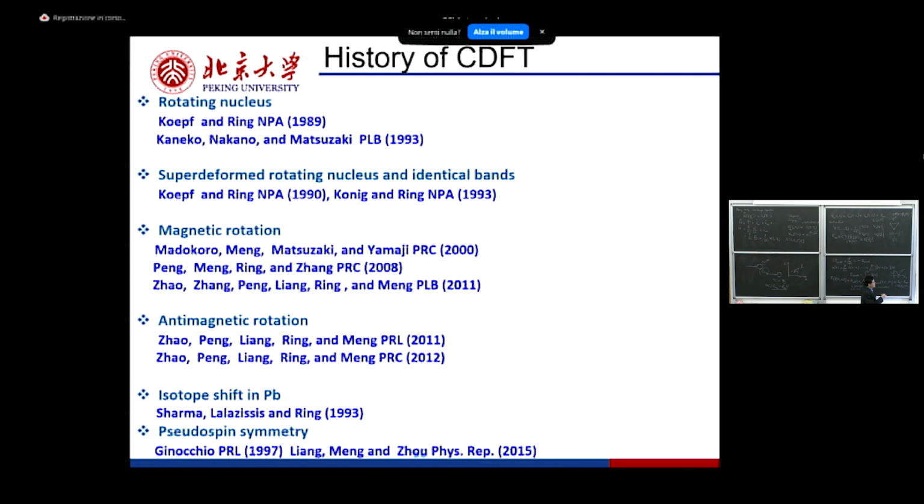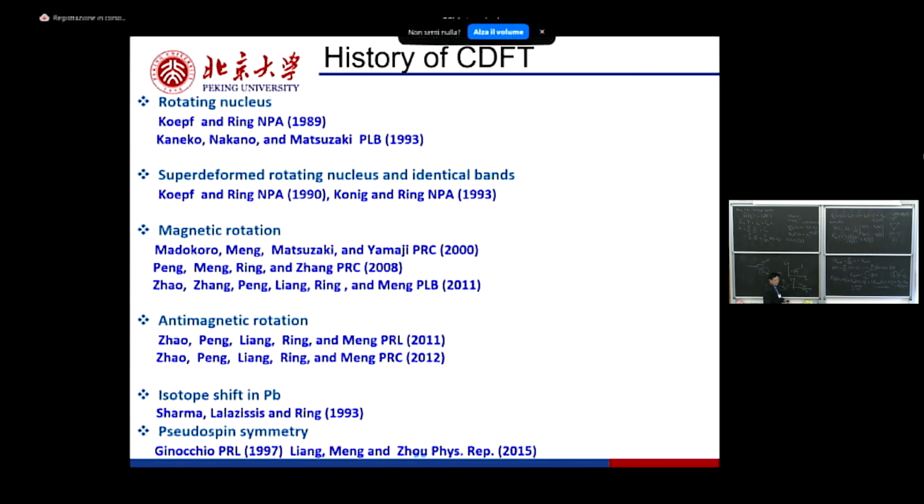And then there is also the isotope shift in lead. Isotope shift in lead means that if you plot the radius, the isotope shift is the difference of the radius for neighboring nuclei. And then it's surprising. This was found by experimentalists. So when you plot this isotope shift as a function of, for example, the neutron number, then for lead, at 126, this magic number, there is a kink here.